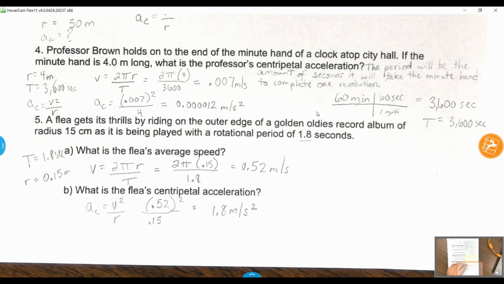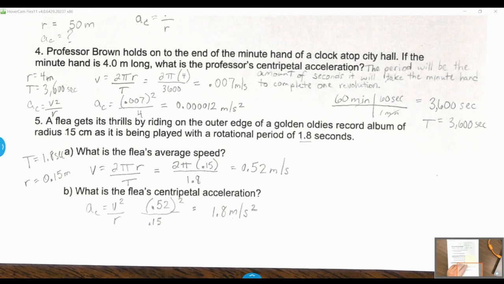All right, and that is going to be where we leave off today. We'll pick back up tomorrow, solving for centripetal acceleration, velocity, centripetal force, and a couple other things. All right, so that's where we're going to end today.